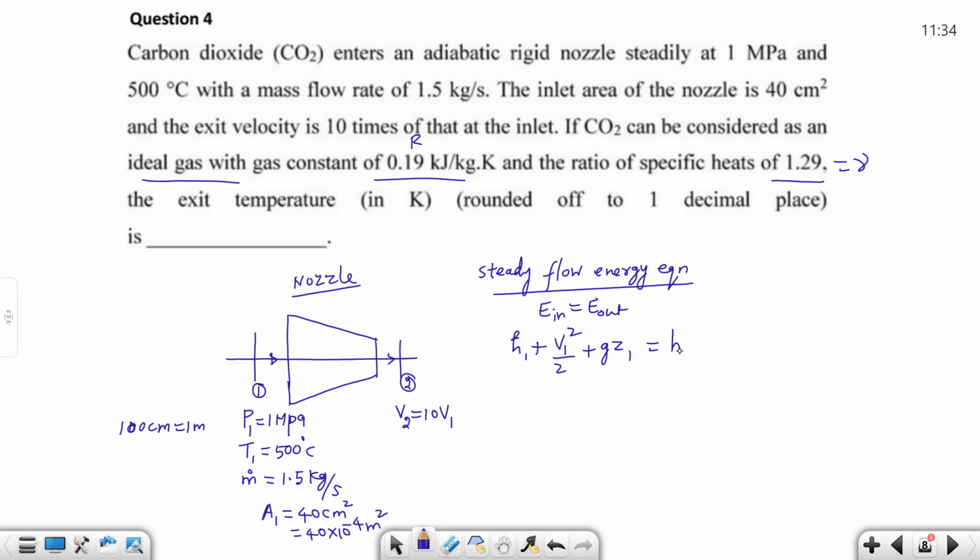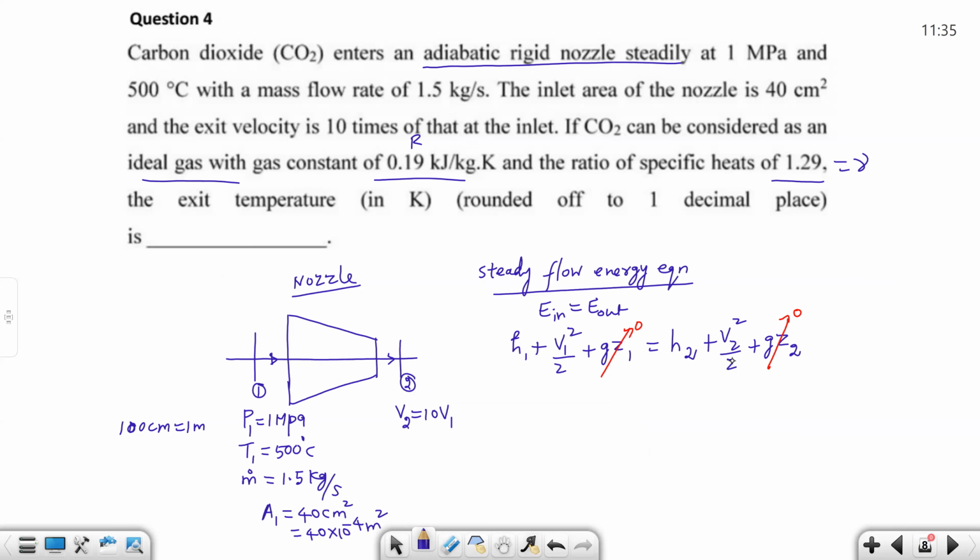Nothing is said about the heat transfer, so we can assume it is adiabatic, meaning no heat transfer. The potential energy is neglected, so this term will be 0, and this will be 0.